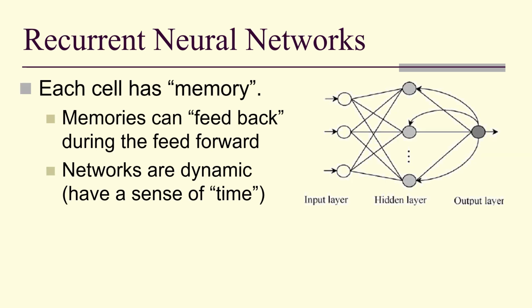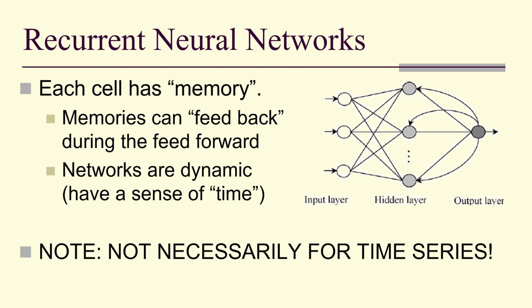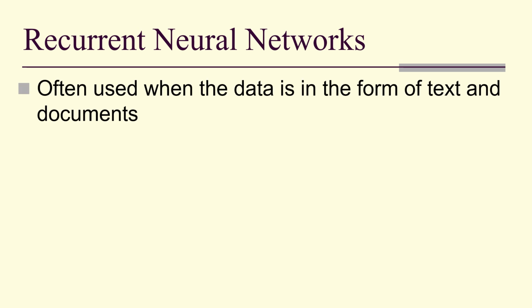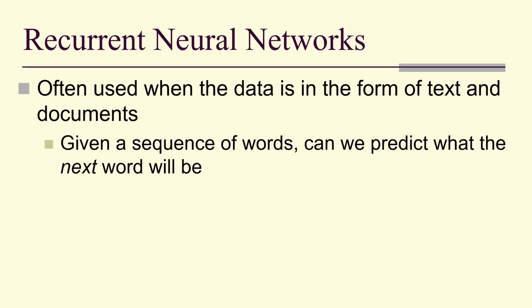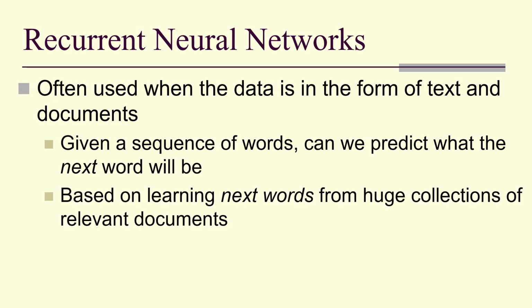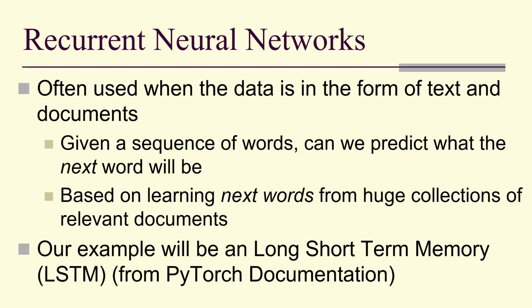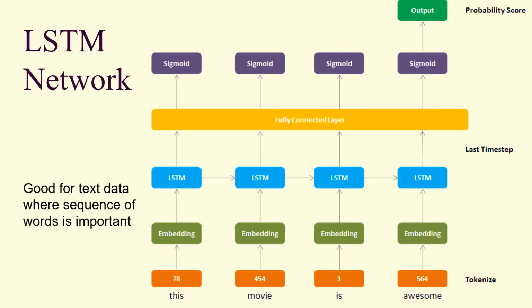Recurrent neural networks. Each cell has memory. Memories can feed back during the feed forward. Networks are dynamic. They have a sense of time. But note, not just for time series, other applications as well. Often used when the data is in the form of text and documents. Given a sequence of words, it can predict what the next word will be, based on learning next words from huge collections of relevant documents. Our example will be a long short-term memory, LSTM, from the PyTorch documentation. This is what an LSTM network looks like. It's good for text data where sequences of words are important.